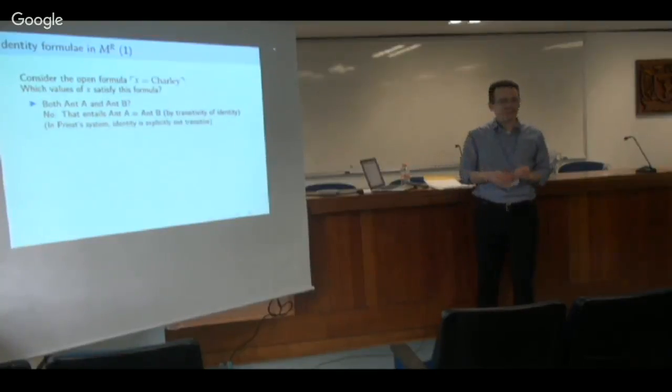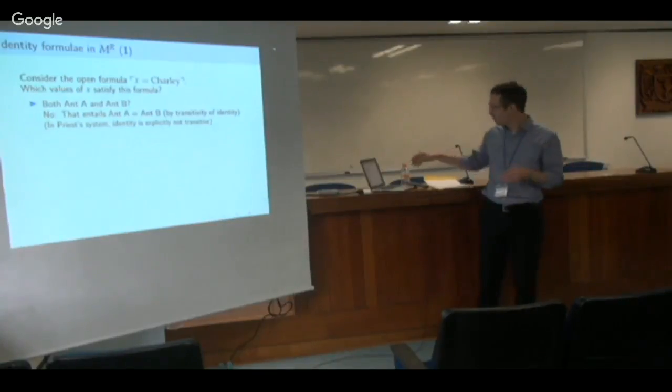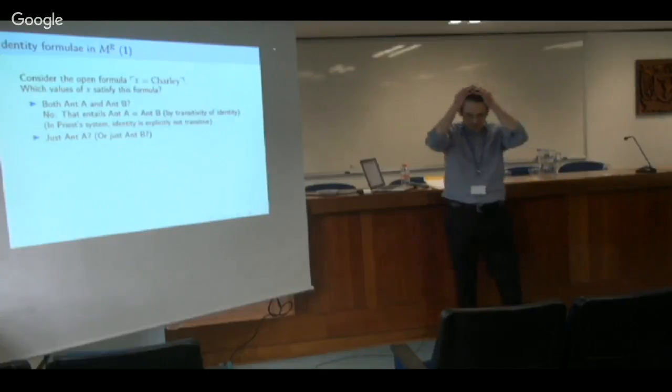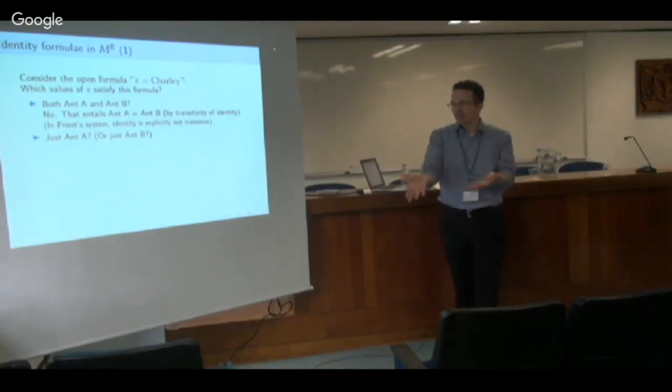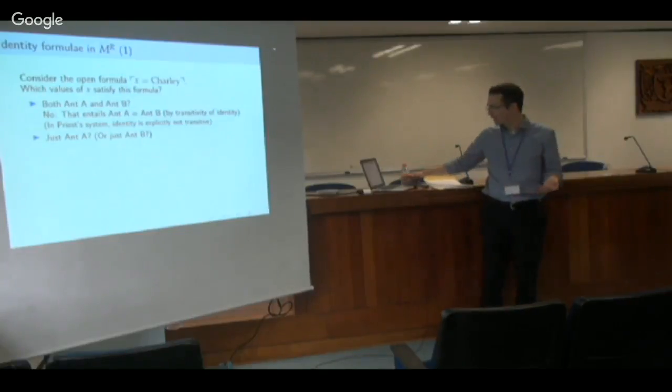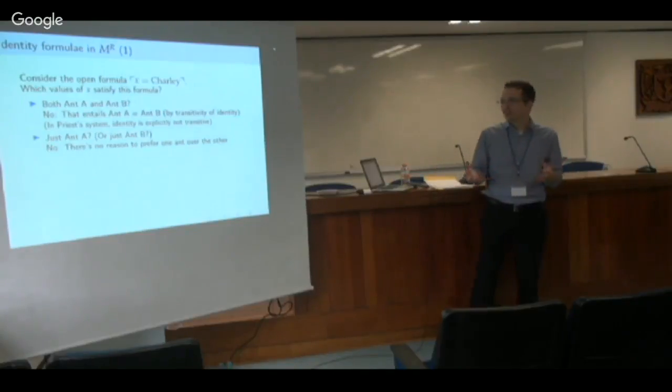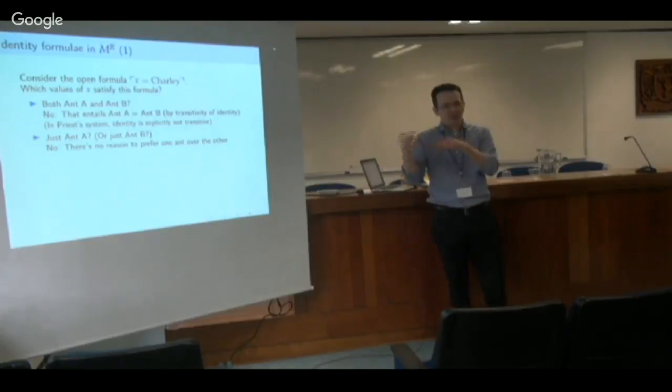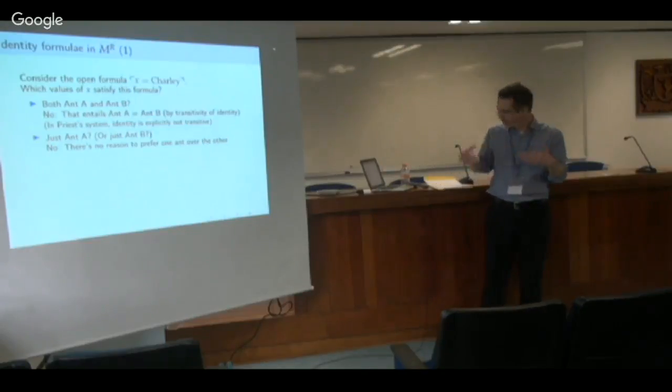Interestingly, Graham Priest bites this bullet and says, identity is not transitive in my system. I say, I would like to keep identity transitive, please, if possible. So then you might say, okay, it can't be both, so let's just take one. And make it just Ant A, or make it just Ant B. And I think that is not really rationally defensible because there's no reason to prefer one over the other. The situation is entirely, completely symmetric.